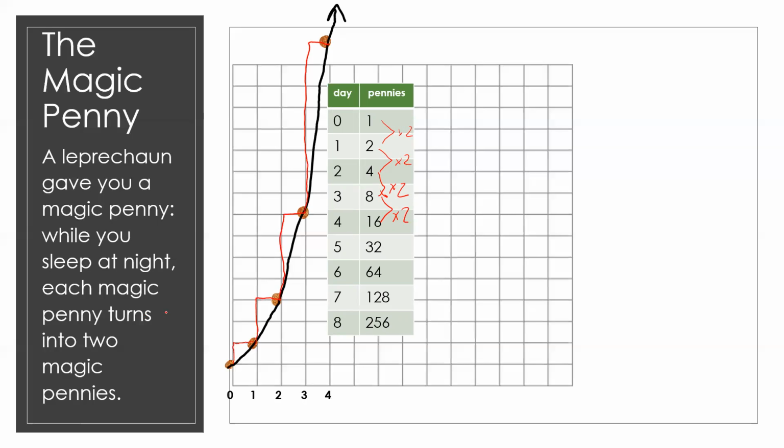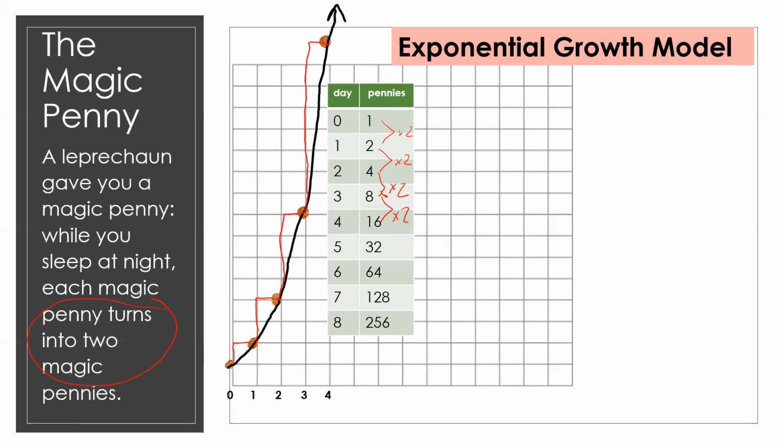Well, why? Because of this information right here. Each magic penny turns into 2 magic pennies. So we're multiplying by 2, right? We're doubling every time. So we're not adding the same amount every time as in a linear model. What are we doing here? Multiplying by 2. And this is what we define. This is an example of an exponential growth model.